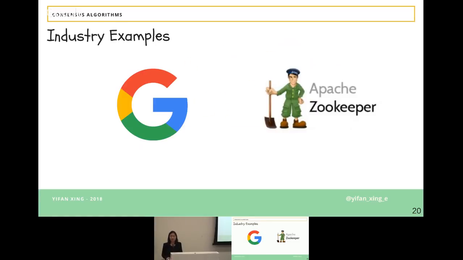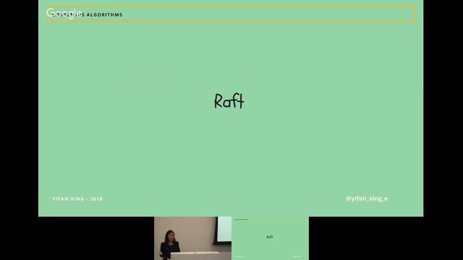There are some industry examples that use Paxos-like algorithms. So for example, Google Chubby and Apache Zookeeper. Did I say it right? Google Chubby? Okay, good. Okay, let's talk about Raft.